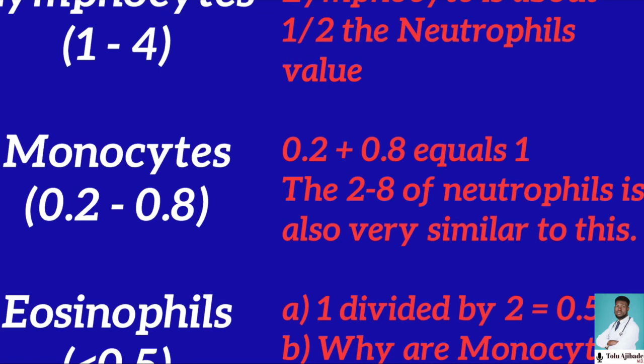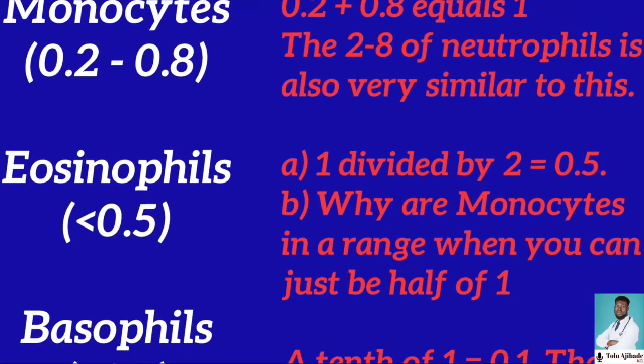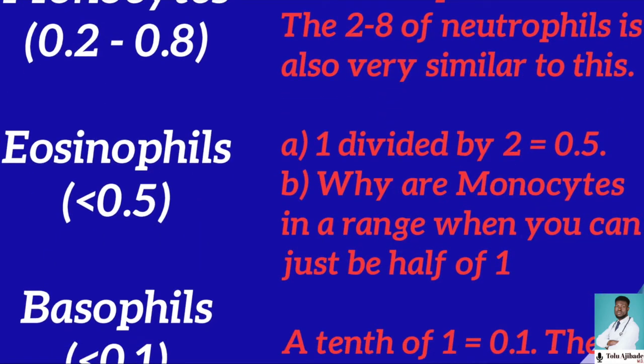So 0.2 to 0.8 looks very similar to the first number there, which is that of neutrophils, which is 2 to 8. Remember, 2 to 8, half of 4 to 10. So 0.2 to 0.8, very similar to 2 to 8, values of neutrophils. And now for the eosinophils, that's the second to the last there. And what's less than 0.2 to 0.8? That will be around 0.5, the average of that. So less than 0.5 is the value for eosinophils.